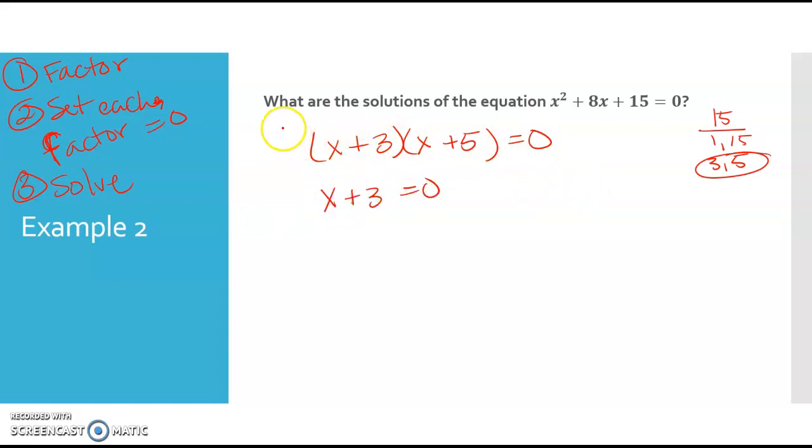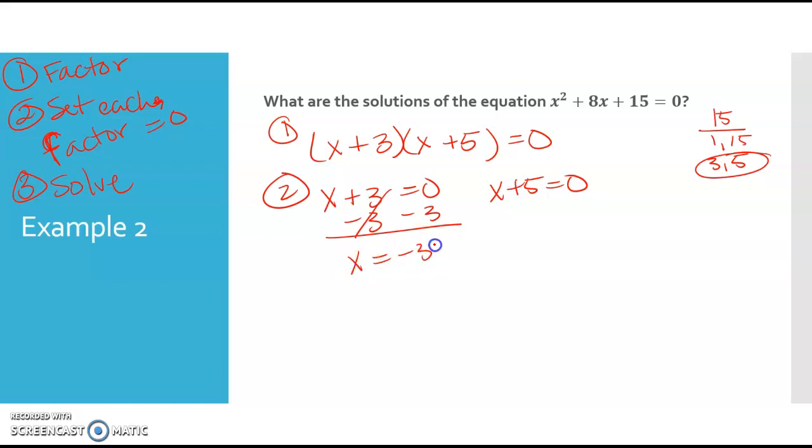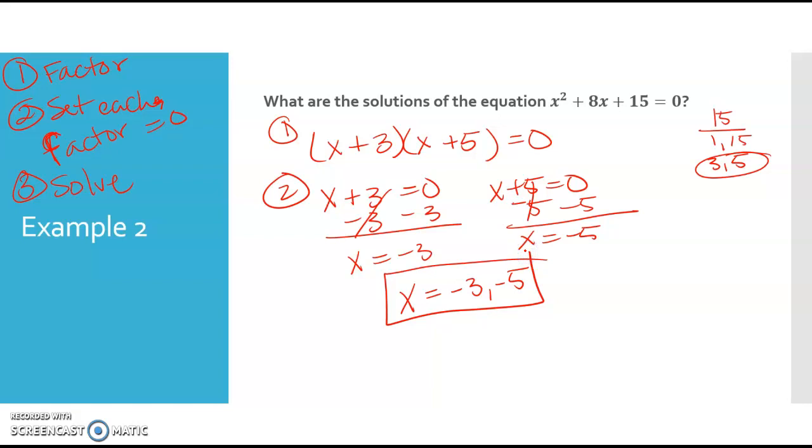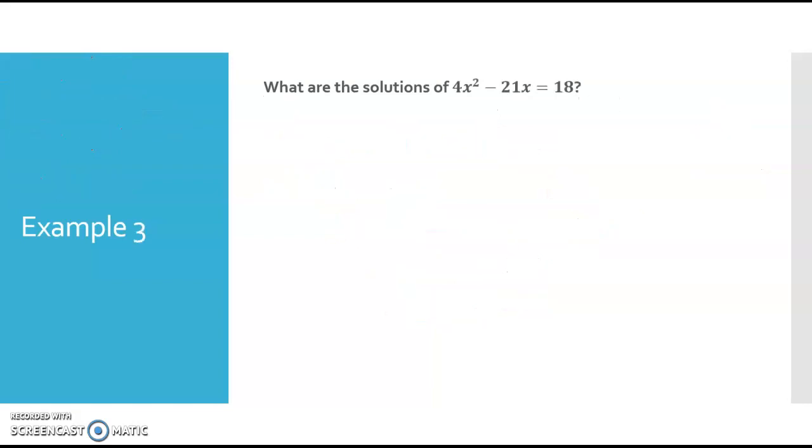From here, I just set them each equal to 0. So step 1 was factoring, and this is part 2, set each equal to 0. And then after that, we just solve. x equals -3, and x equals -5. So then x equals -3 comma -5. And that is how we solve. That's simple. So next question. Moving right along.